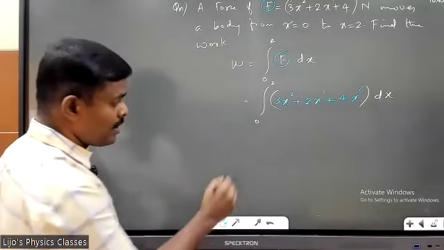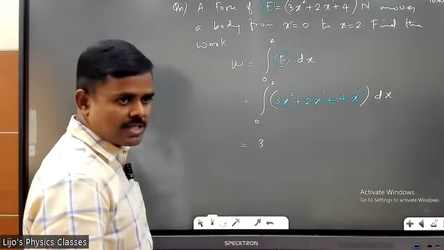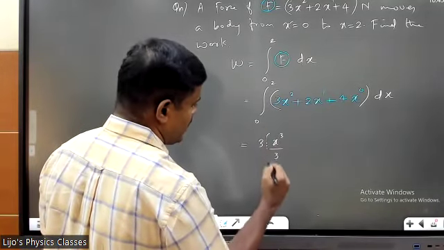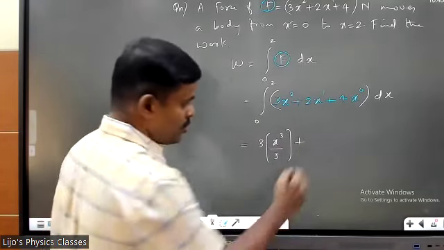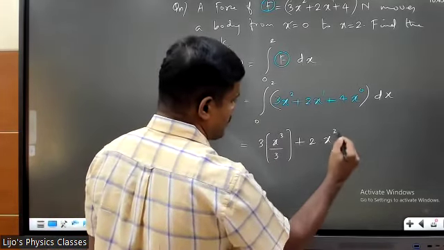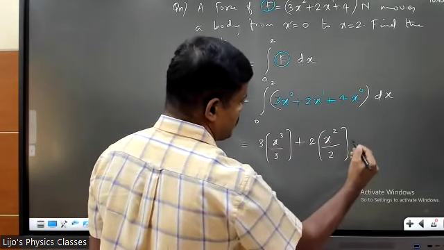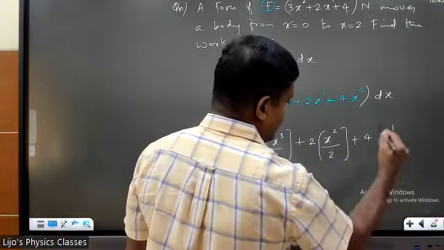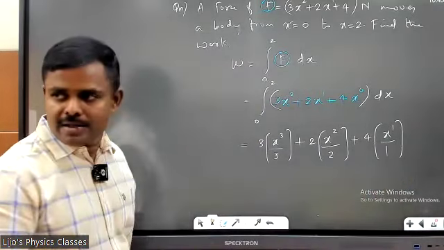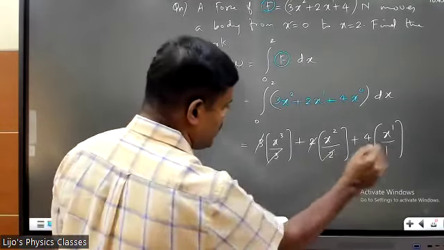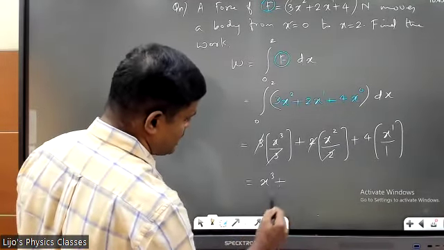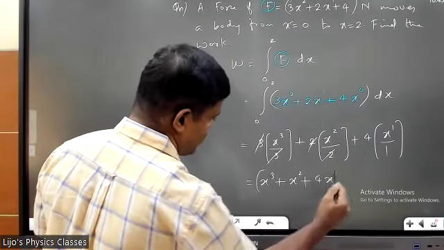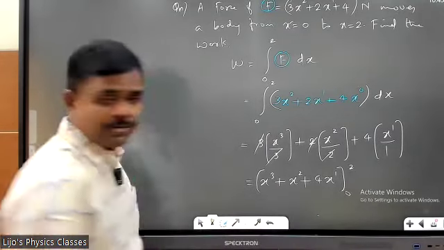One by one, you have to integrate. 3 comes out, it is a constant. What is the integration of x square? x cube over 3. Plus 2 into the integration of x raised to 1, which is x square by 2. Plus 4 into the integration of x raised to 0, which is x raised to 1 by 1. So cut them out: 3, 3 cut, 2, 2 cut. You get x cube plus x square plus 4x raised to 1, from lower limit 0, upper limit 2.